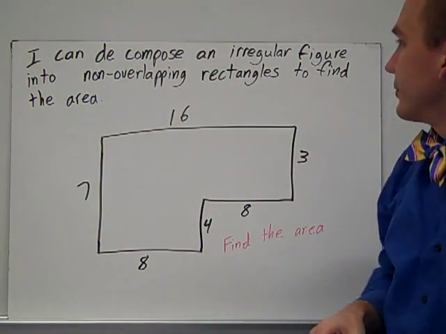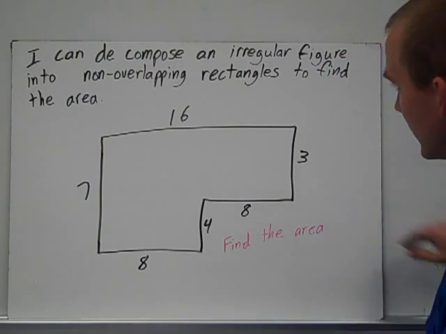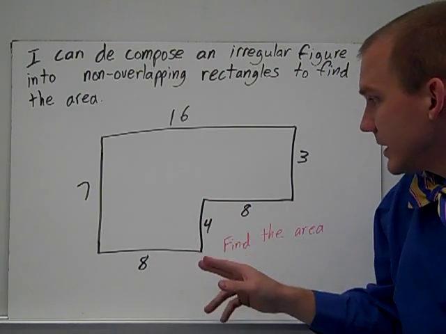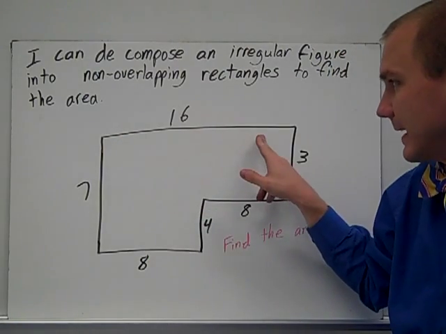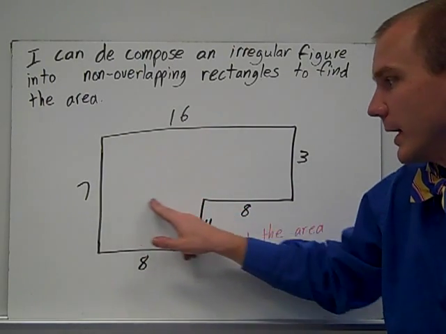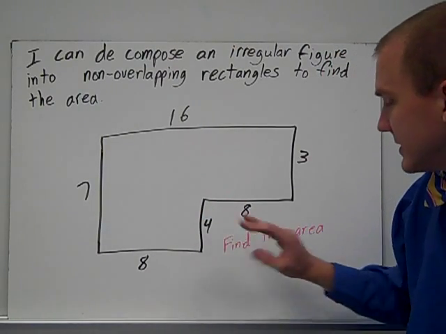I can decompose an irregular figure into non-overlapping rectangles to find the area. So in this irregular figure, there's 2 ways to decompose it, but you remember, you want to try to cut that big number. That 16 is the one you're going to want to try to cut. Drawing this way is going to be a little bit harder when you decompose. So decompose this and find the area.